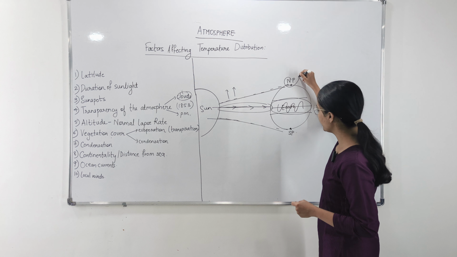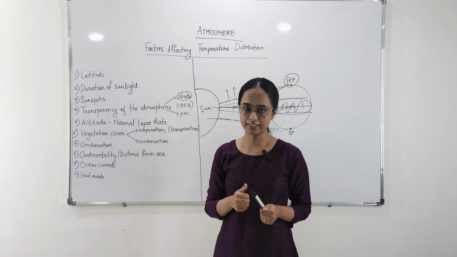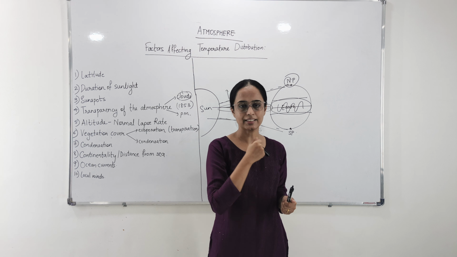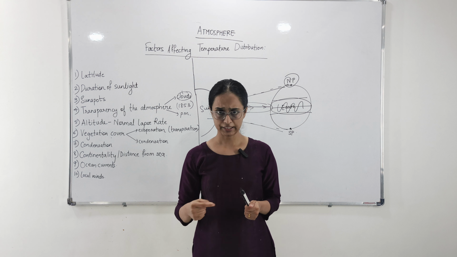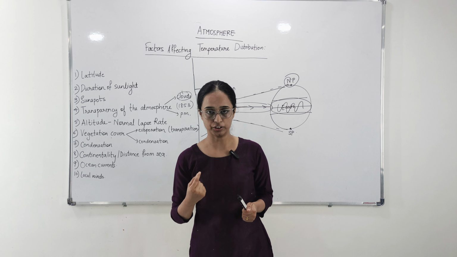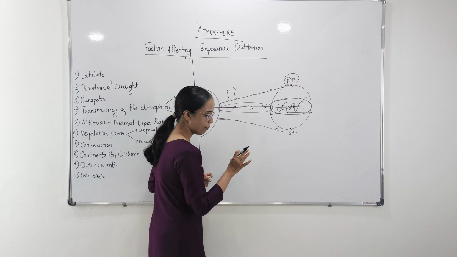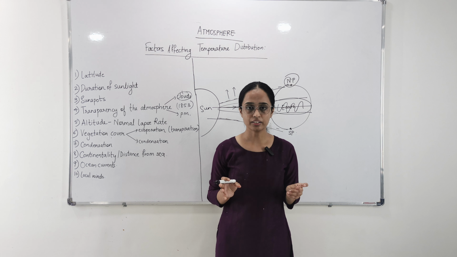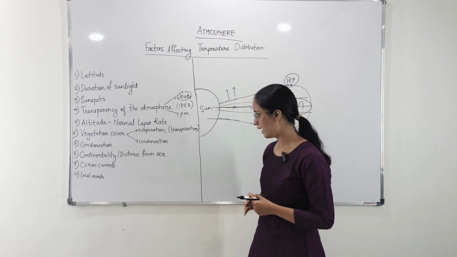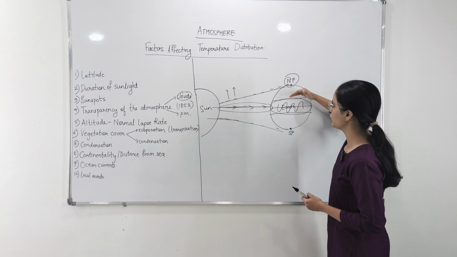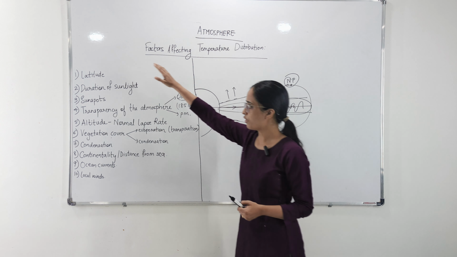Whereas the poles receive the minimum amount of solar insolation, because the distance that these sun rays have to travel is much more, and over the path the energy is being dissipated, the energy is being lost. Now here, if you see in the figure, you won't find that much difference, but we know that the distance between the sun and the earth is so much that these things do happen. And that is how we can say that there is a difference in the temperature distribution because of latitudes.